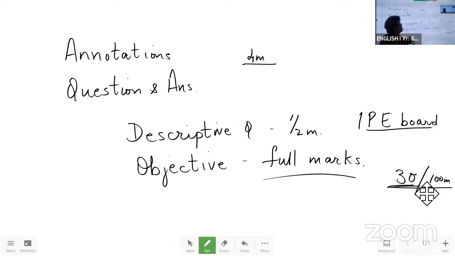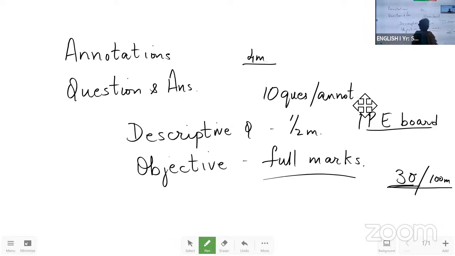So remember this, because section B and C are objective, you can start with it, but time your paper. You should have enough time to write this descriptive, which consists of 10 questions. At least the question and answers and annotations. There are 10 of them. 5 subheadings, annotations from prose and poetry, and question and answers from prose and poetry, non-detailed. So it takes quite some time. So time your paper so that you can attempt all the paper.